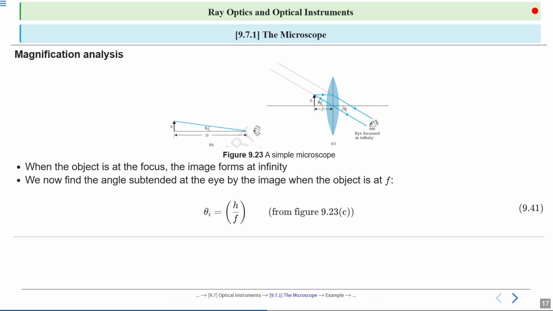Now, the angle subtended by the image formed at infinity. So now the angle subtended by the image is theta I. So theta I is equal to, in the C part of figure 9.23, theta I is equal to h upon f.